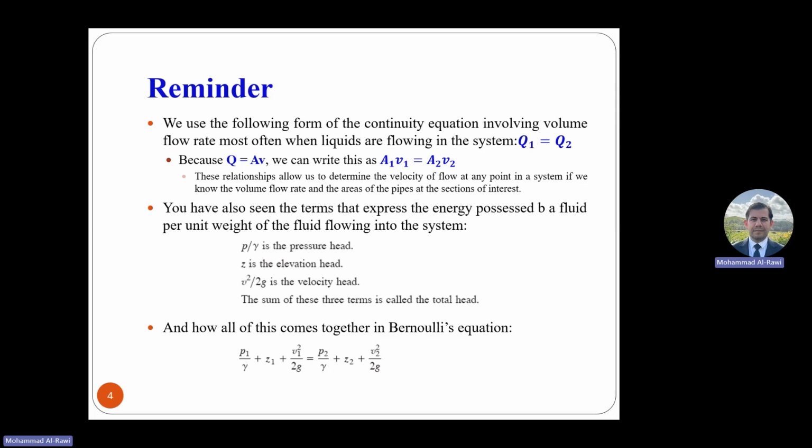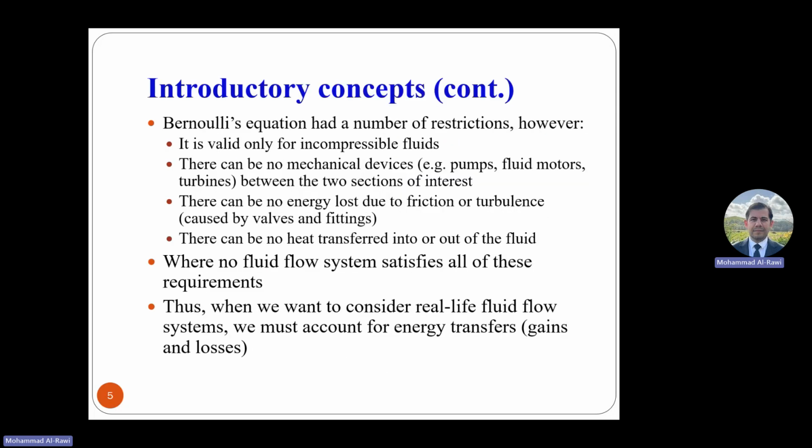Also, something you learned in the past from fluid mechanics, some of the terms: P over gamma is called the pressure head, Z is the elevation head, and V squared over 2g is the velocity head, used in Bernoulli's equation. So P1 over gamma plus Z1 plus V1 squared over 2g at a certain point in the system equals P2 over gamma plus Z2 plus V2 squared over 2g. So that total term should be equal to that term. However, in the general energy equation, that doesn't work. We'll go through that.